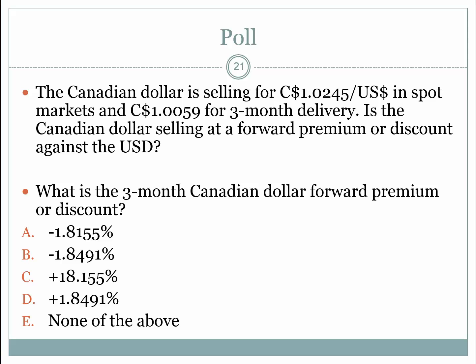So here's an example. The Canadian dollar is selling for 102.45 in spot markets and 100.59 in forward markets for 3-month delivery. So we're going to look at what's the forward premium or discount for the Canadian dollar. Now you have to be careful. This is the Canadian dollar price of a dollar. So if I just do forward minus spot over spot, it's going to tell me the premium of the dollar.